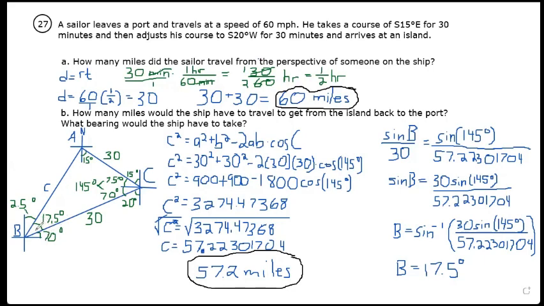Now to determine what angle B is, we can use another property of triangles referred to as the law of sines. Now the law of sines goes like this. If you have the sine of a particular angle over the corresponding side, it is equal to the sine of any other angle over its corresponding side. So sine of A over A is equal to sine of B over B, which is equal to sine of C over C.